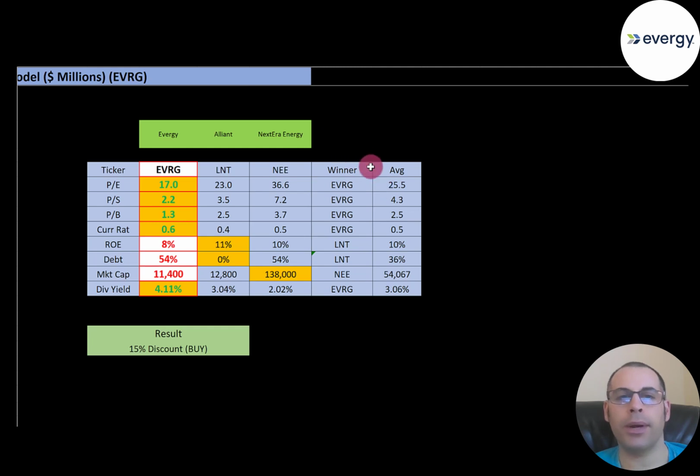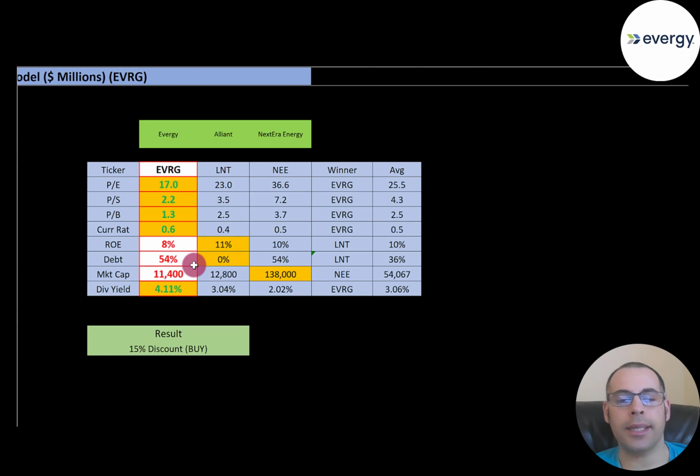The best way to look at ratios is to compare them to similar companies. I've done videos on Alliant and NextEra, both in the same industry as Evergy. If Evergy has a number in green, they're better than the average. If they have a number in red, they're worse than the average. So they are the best of the three companies in PE, price to sales, price to book, and current ratio. They are worse than average in ROE, worse in debt. They're the smallest of the three companies, but they do pay the highest dividend. They have a 4.11% dividend yield.